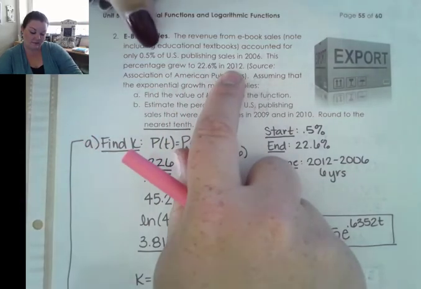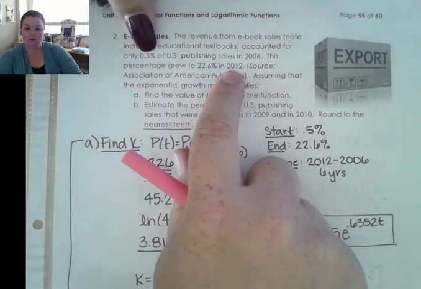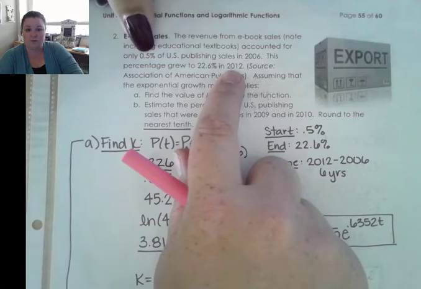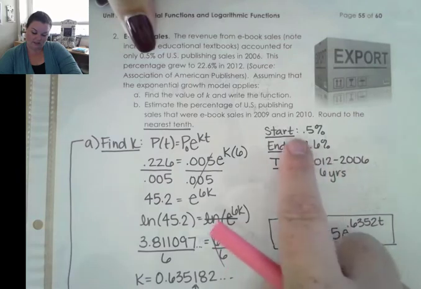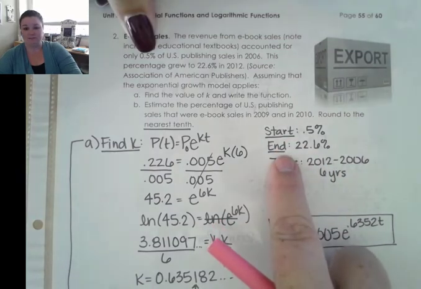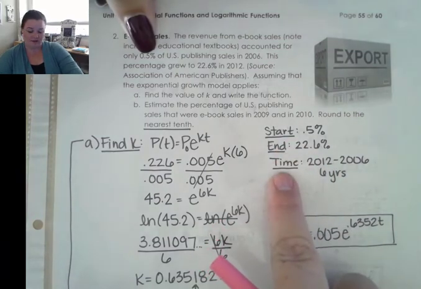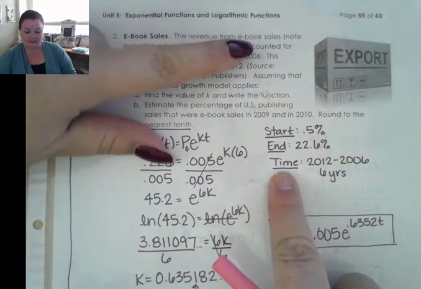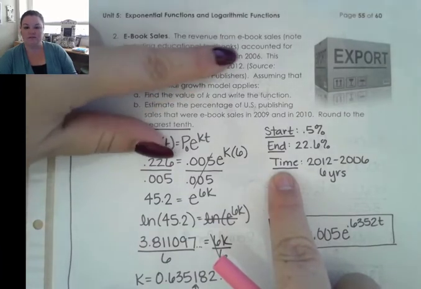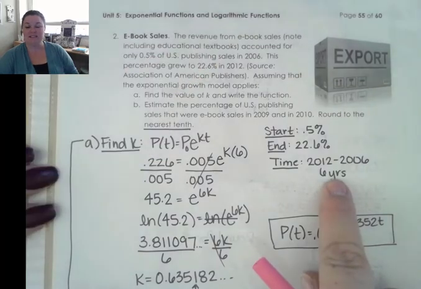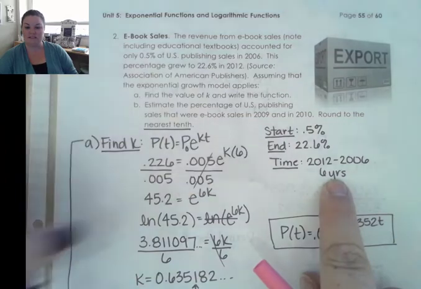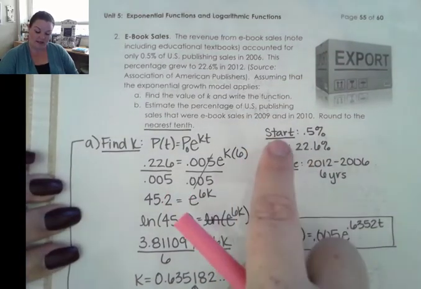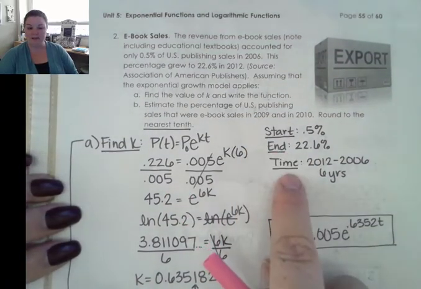So notice this is my starting amount. We're talking about the amount as a percentage of sales. So it went from 0.5% up to 22.6%. So that's my start and my end values. And the time it took to do that, well, that was from 2006 to 2012. So if I subtract those years, that means that it took 6 years for it to go from 0.5% up to 22.6%. So if I have a start, an end, and a time, I have enough information to solve for k.